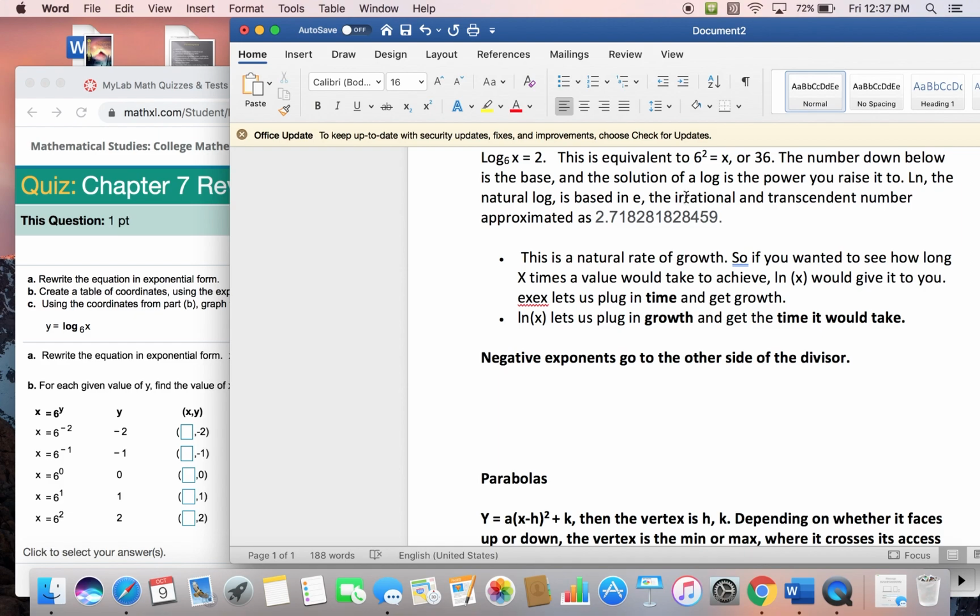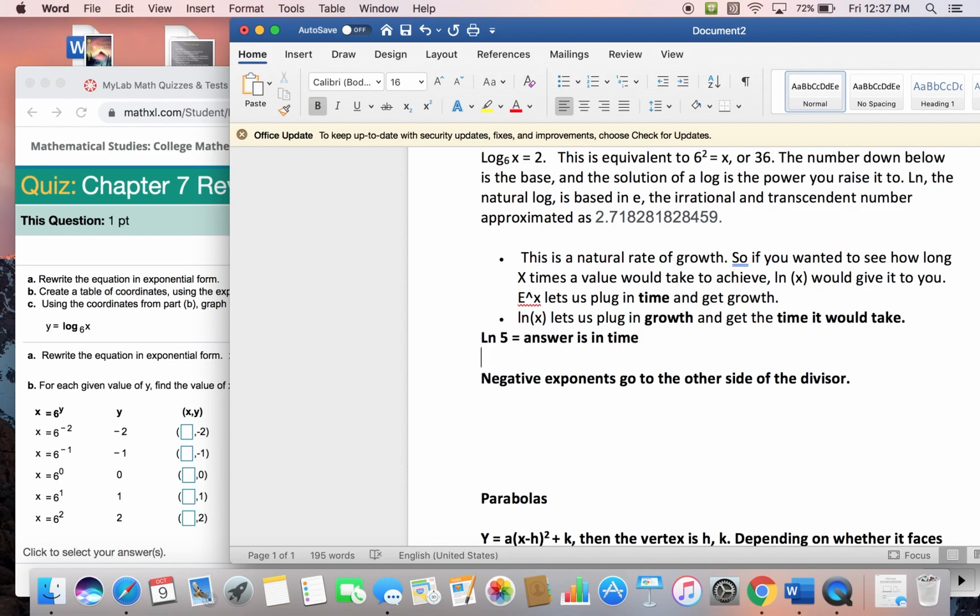So if you wanted to see how long it would take to triple your money, so let's say you wanted to get 3 times the money that you had, or 3 times the growth, then the natural log, ln, of 3 would tell you the time it would take. So e to the power of x, I didn't quite write this right, I apologize. e to the power of x lets you plug in time and get the rate of growth. The natural log of x, which is the opposite of that, lets you plug in growth and get the time it would take. So if you had your calculator and you said, okay, I want to know how long it would take for this population to increase to 5 times its size, then you would put in ln 5. And the answer to that would be the time that it would take. So your answer is in time.